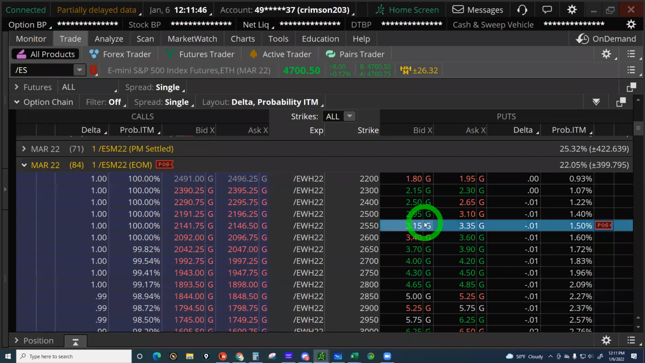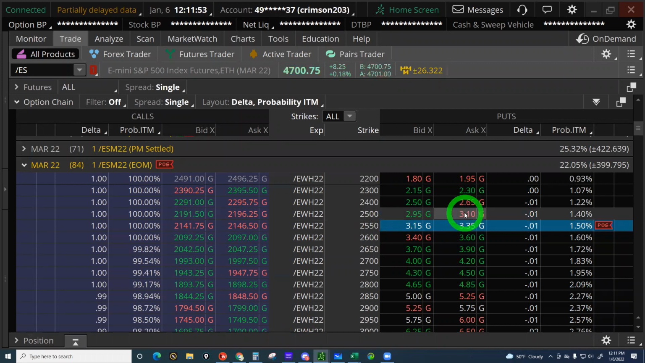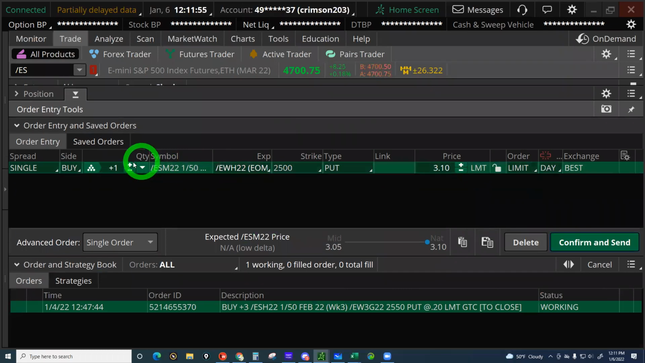So we'd want to go down 50 points below where I sold the shorts. And we'll do a little buy order here. And we'll change that price to $1.75.